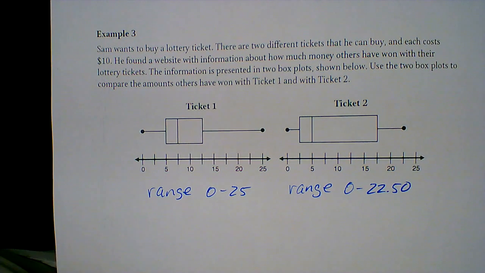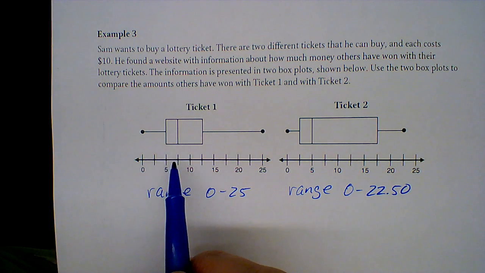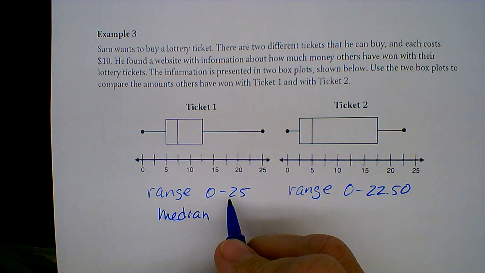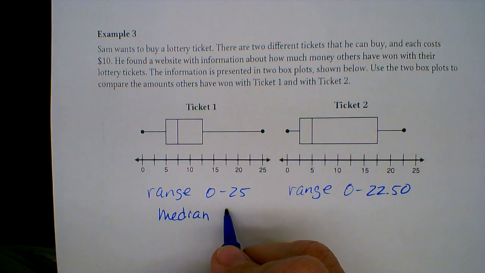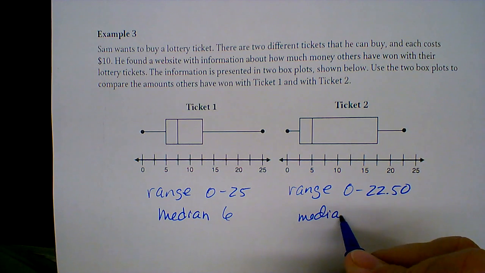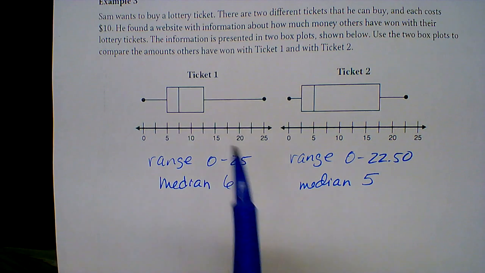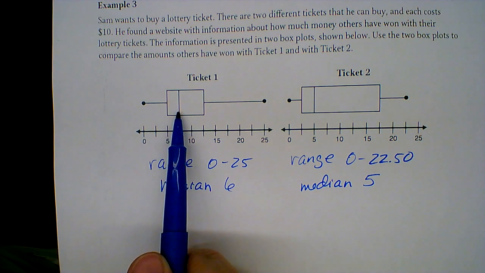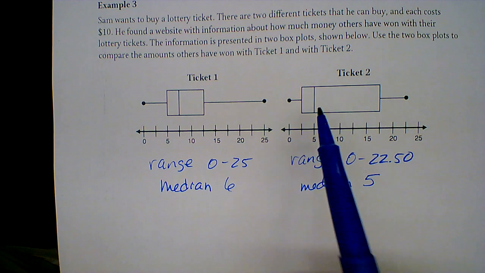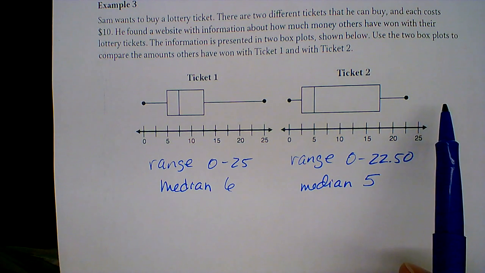So let's look at the center of the data sets. We know the median here because our middle line tells us our median. In this case, our median is 6. And in this case, our median is 5. And remember, the median splits the data in half. So for ticket 1, half the data is below 6 and half the data is above 6. For ticket 2, half the data is below 5 and half the data is above 5.